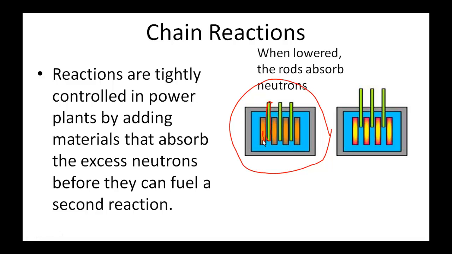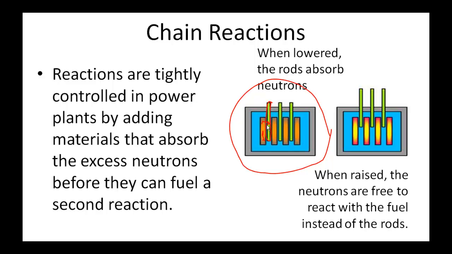When lowered, the rods absorb neutrons. These rods control the number of neutrons that are free to bounce around and start a nuclear decay reaction. The neutrons get absorbed by the rods when they are lowered instead of going on and hitting an isotope, causing it to decay. So this neutron bounces into there and gets absorbed. Instead, the neutron is absorbed by the material in the rod without causing a decay. This stops the neutron from achieving critical mass, which is the decay chain reaction.